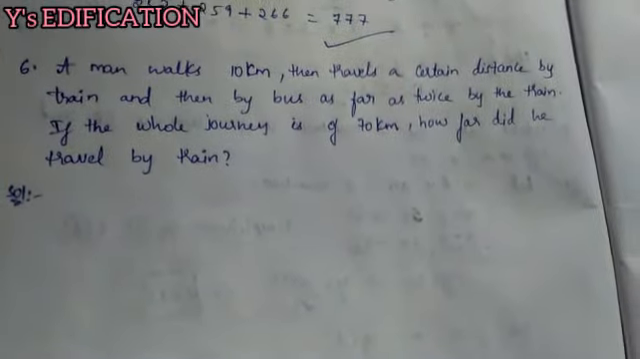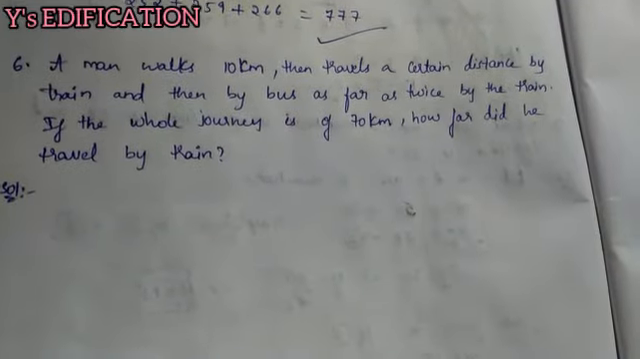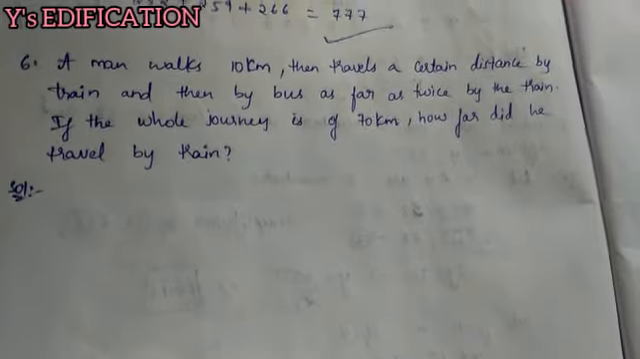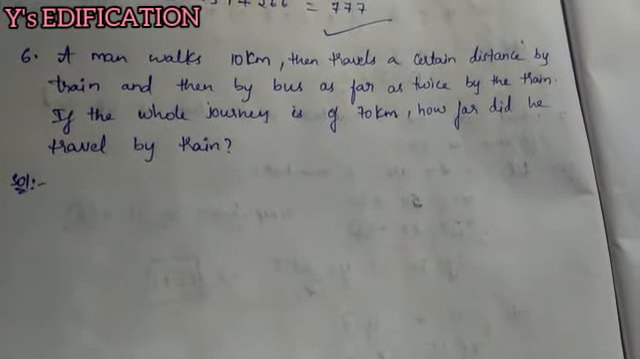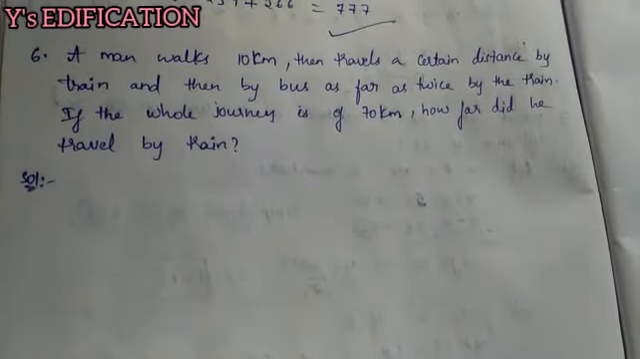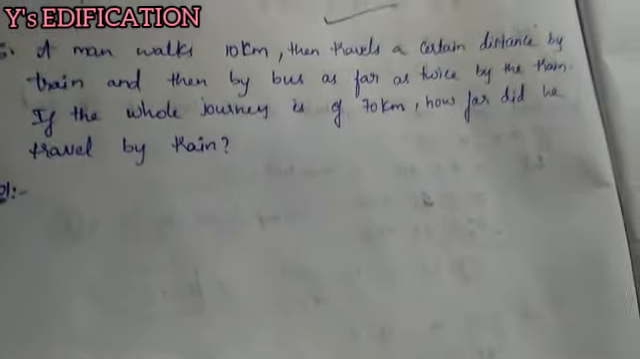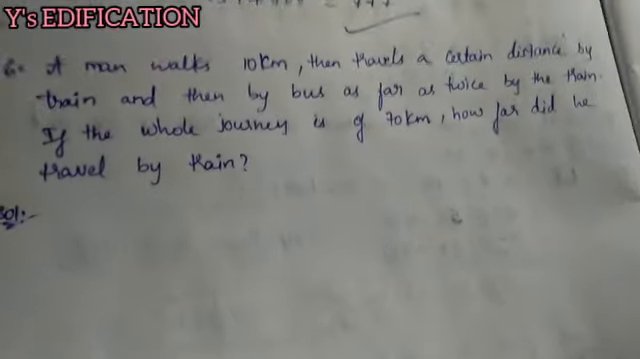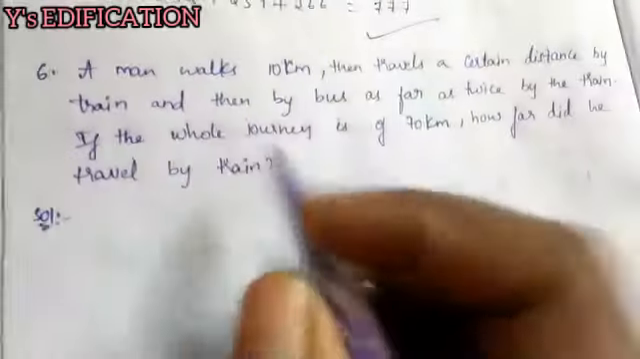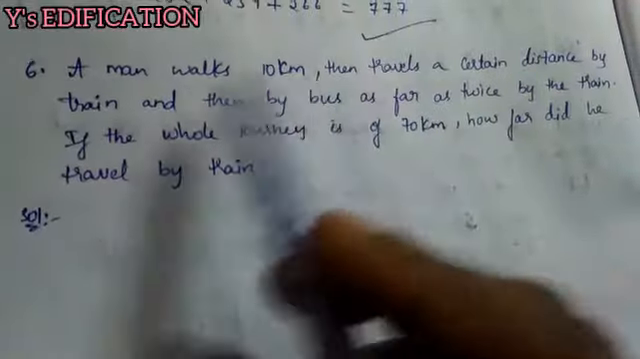Coming to the next question. A man walks 10 kilometers, then travels a certain distance by train and then by bus as far as twice by the train. If the whole journey is 70 kilometers, how far did he travel by train? And this is a very simple problem. Don't think that this problem is very complicated. I'll show you how to solve this problem.